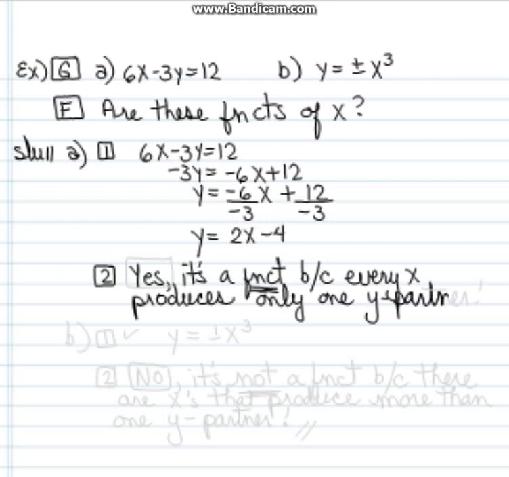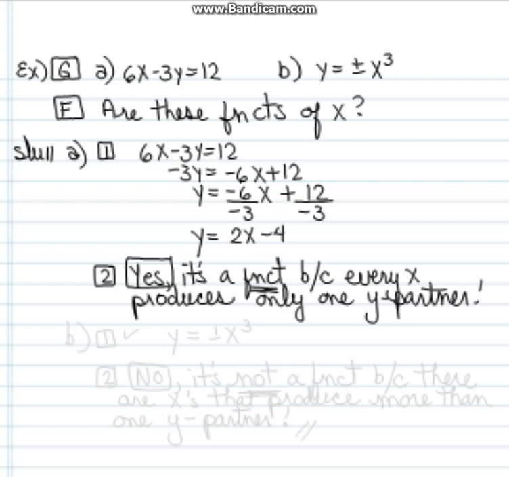I cannot imagine any x that I could put in there that would give me more than one result for the y value. For instance, if I plugged 5 in for x, y is equal to 2 times 5 minus 4. 10 minus 4 is 6. So the y partner would be 6. x equals 5, the y partner is 6. And there's no way I'm going to get more than one y partner when I simplify after plugging any value in for x.